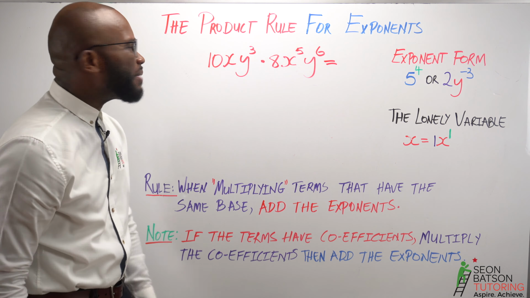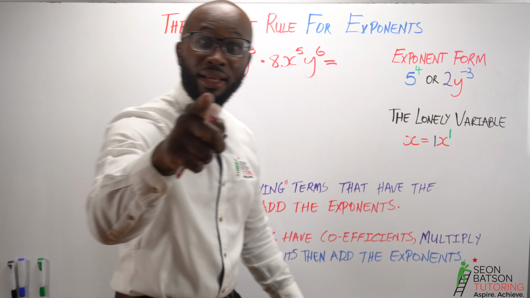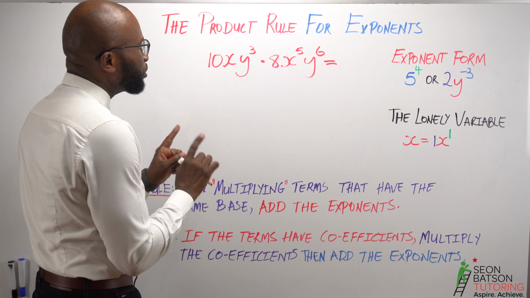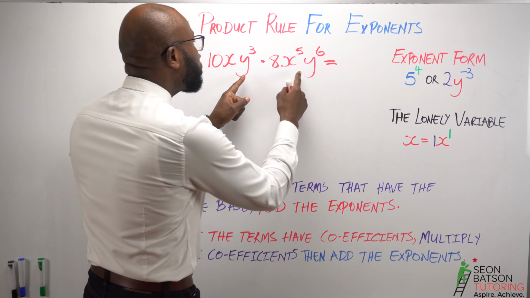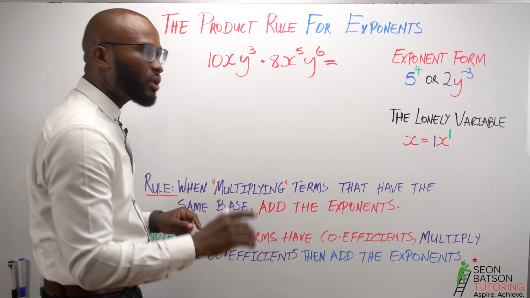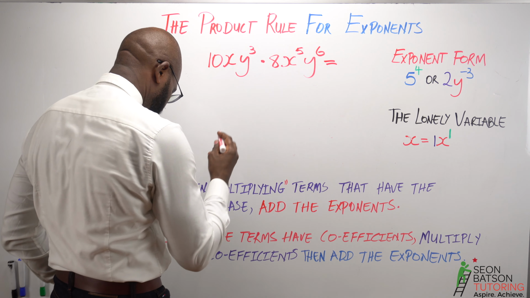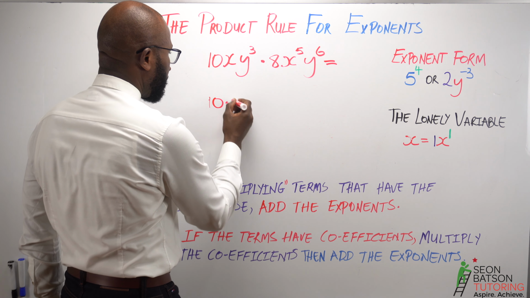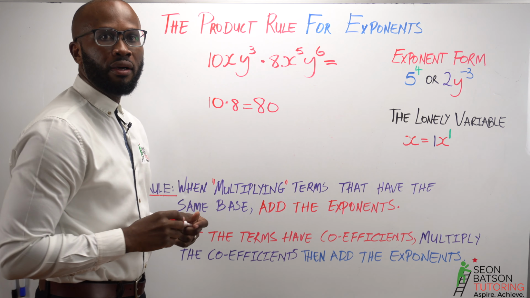Welcome back. How are you feeling? Good? All right. Let's go. So again, our two terms here, they have coefficients and they have two sets of bases. So we'll go one step at a time, yes? We'll first do the coefficients. 10 times 8, that is 80. Now we go to the variables.